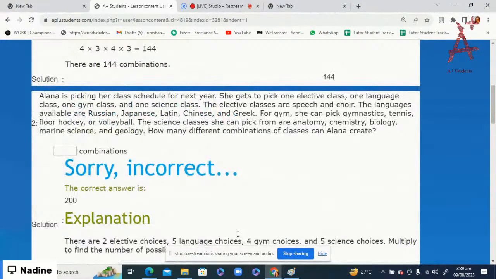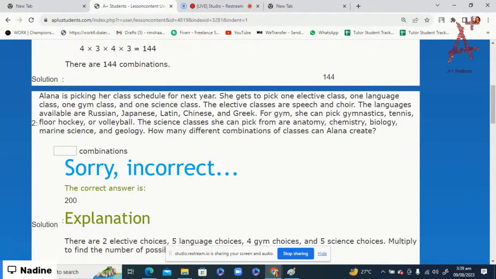First, you count for elective class. How many elective classes? Two. How many language classes? One, two, three, four, five. Five for language. Then two for elective. How many for gym? Basically, gymnastics, tennis, and hockey. There are three for gym and five for science. Got it? Again, I'm going to repeat.